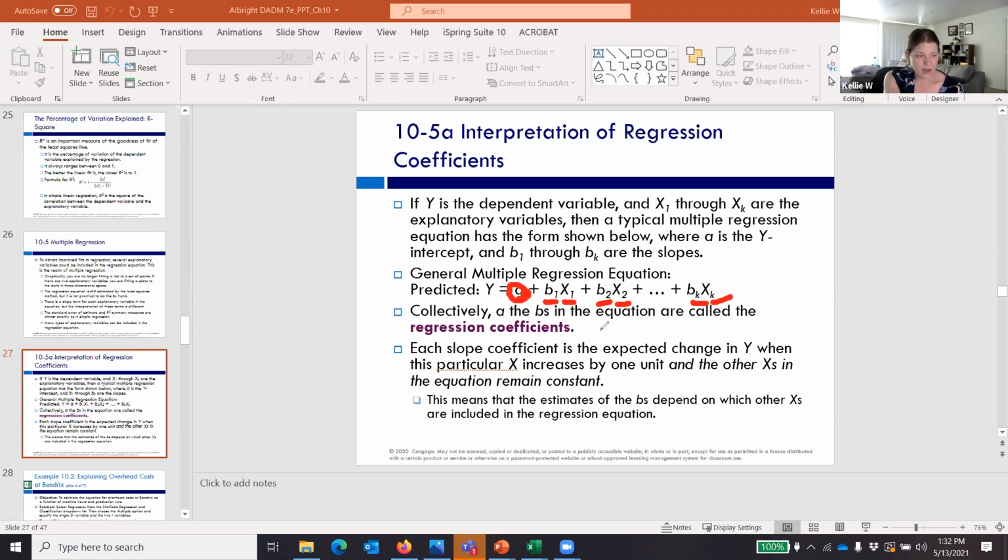The a and the b's are our regression coefficients. Each slope coefficient is the expected change in y when that associated explanatory variable increases by 1 unit and all the others remain constant. The estimates of these b's depend on what other variables are included in the equation. Meaning, if we drop this variable, the b's would change for the others.